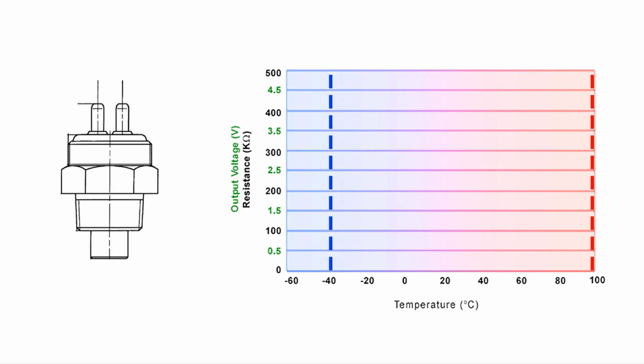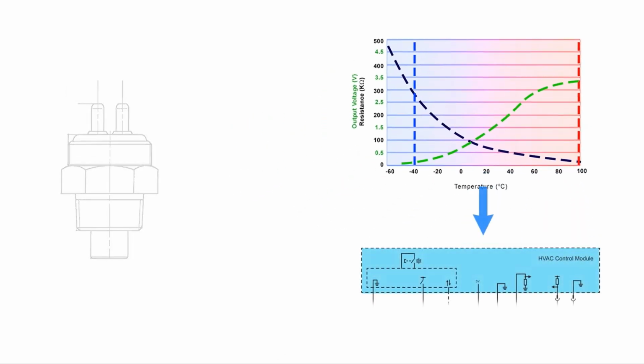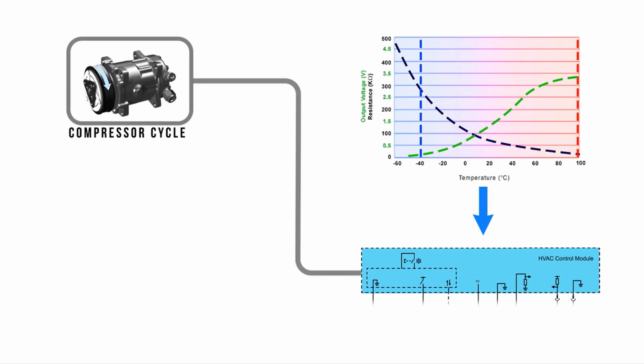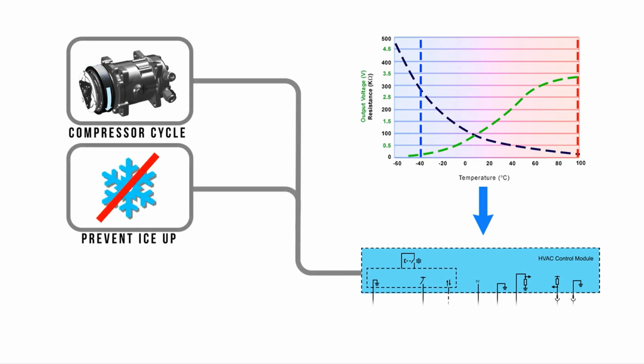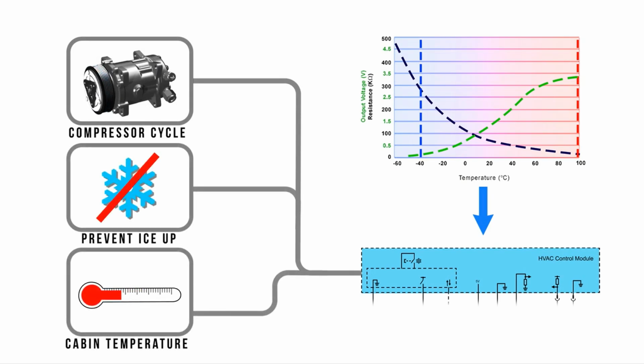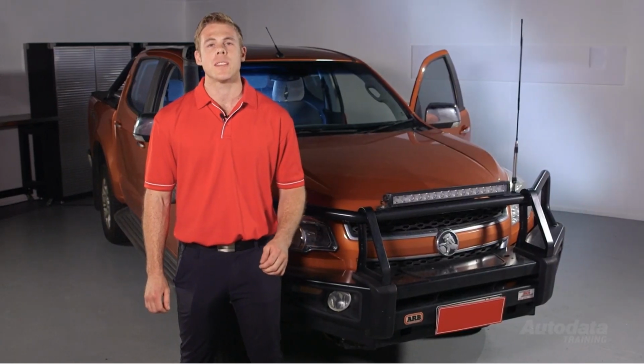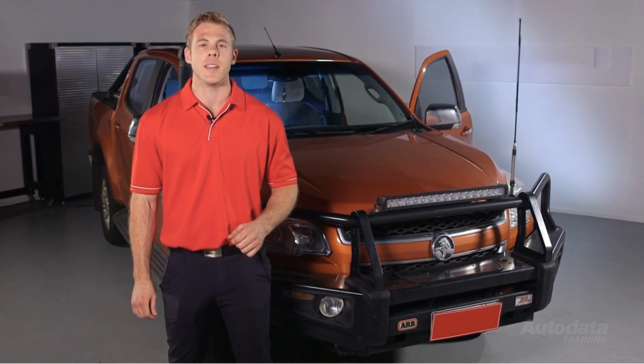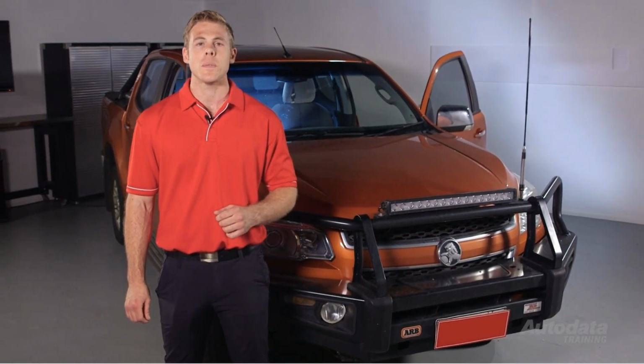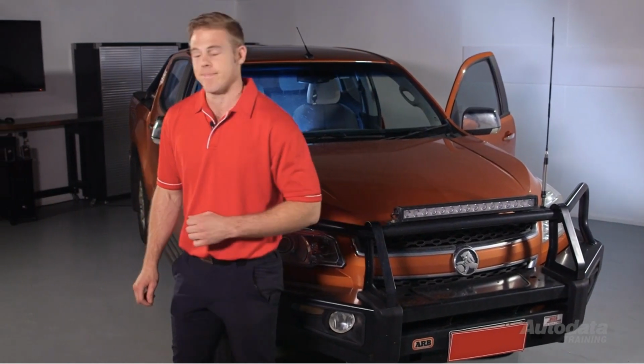As the evaporator temperature influences the sensor, the resistance value and therefore signal voltage will change. The HVAC module may use this input to cycle the compressor, prevent evaporator ice up, and maintain cabin temperature. A fault in the sensor may not always set a DTC. Knowing this, some simple performance checks can be carried out.